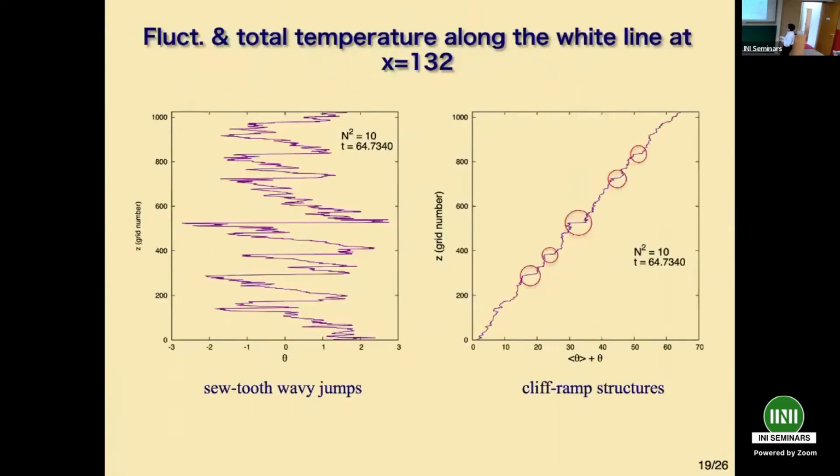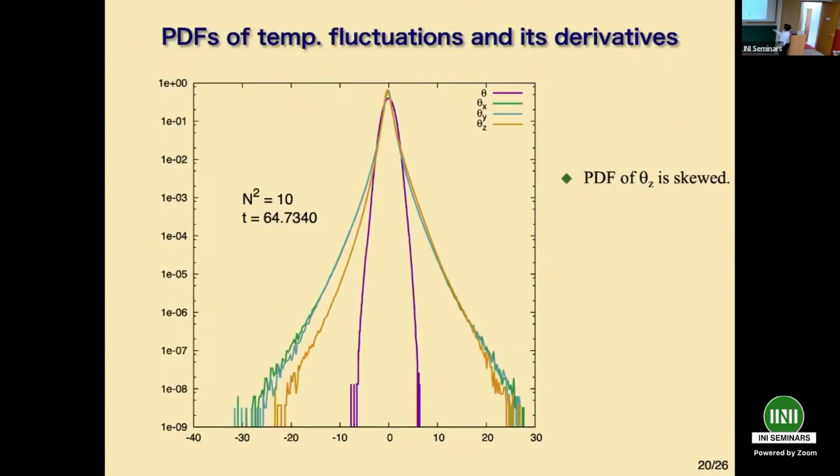So this is just one snapshot and one sample line. But if we look at the PDF of temperature fluctuations and its derivatives, clearly, this is the whole domain. We see temperature fluctuation is pretty much Gaussian. That's fine. The x derivative and y derivative are symmetric. But meanwhile, the z derivative shows skewness.